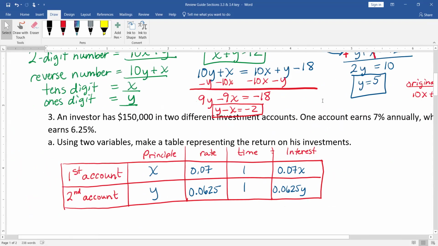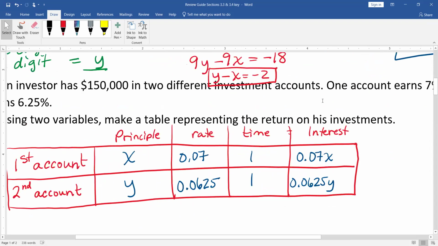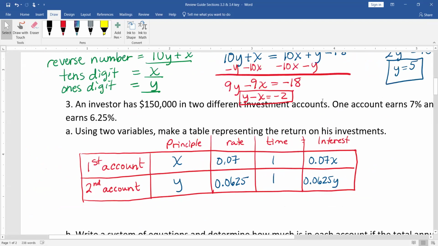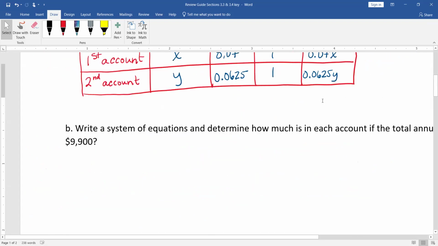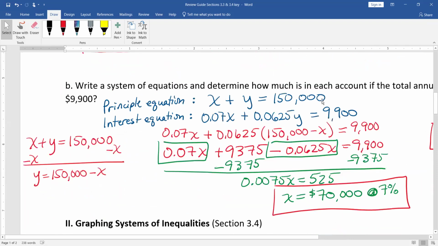For this one, I am going to give you just pause the video. The first part of this asks you to use two variables to write out a table. I'll let y'all read the problem and see what I've done here. Then in the second part, we went ahead and wrote our equations and solved it.